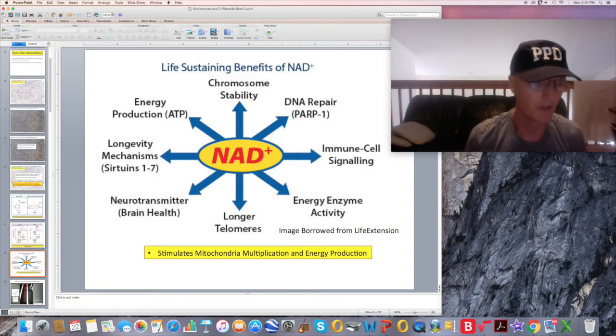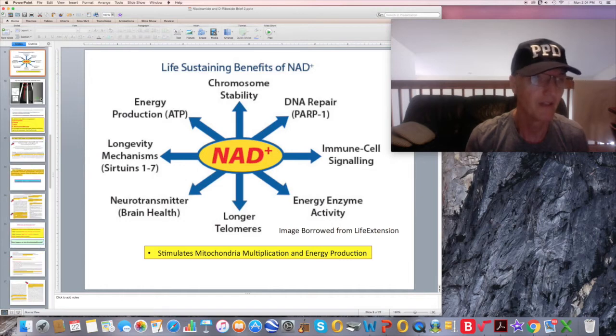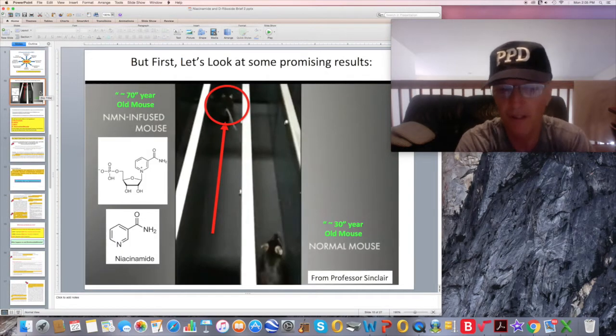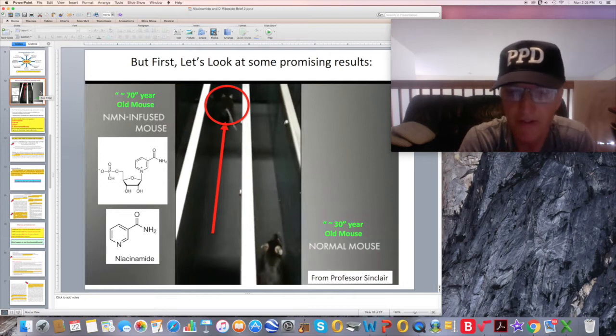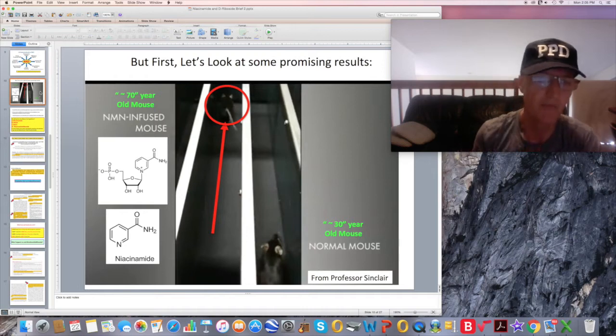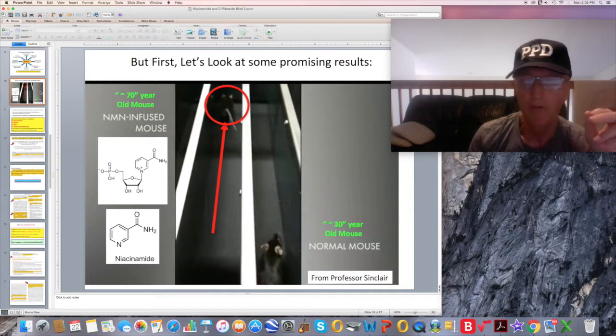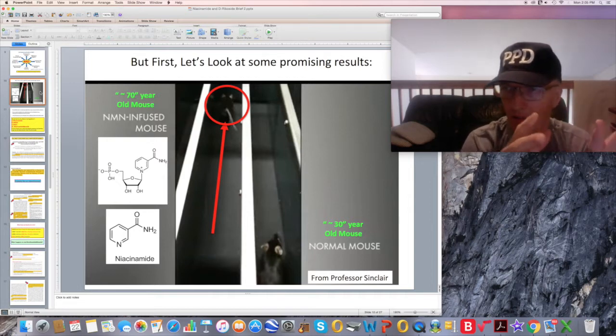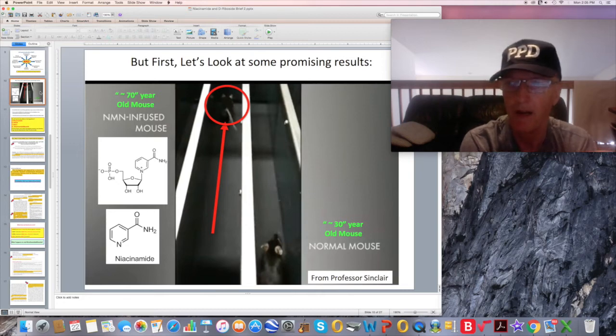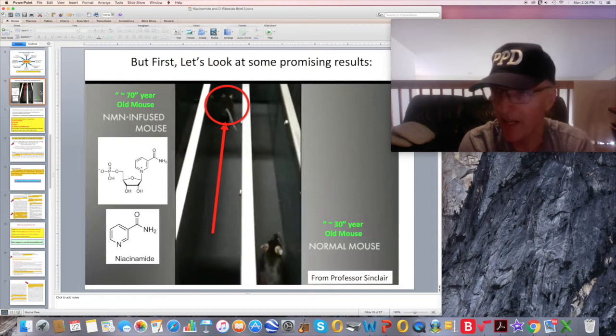So we can move on here. Now let's talk about some results. And I borrowed this from Professor David Sinclair from Harvard. I hope he doesn't mind, but this is a very exciting result, and I would like to talk about it. What they did was they gave one group of much older mice nicotinamide mononucleotide, NMN, in the drinking water.